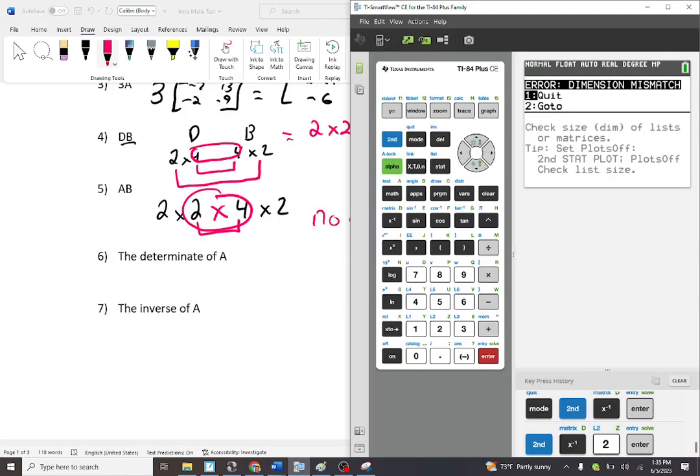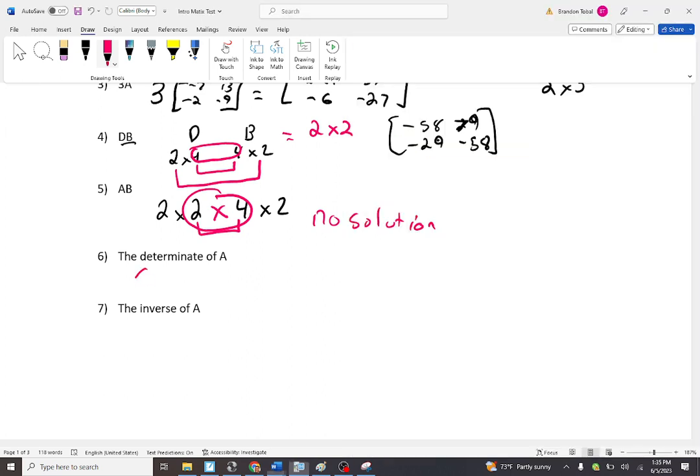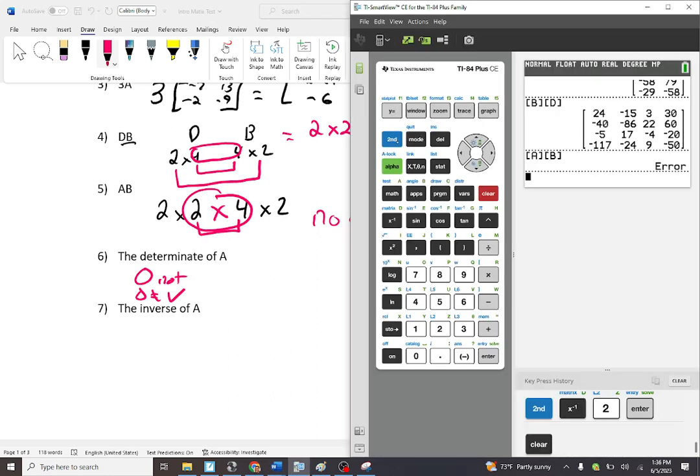But okay, the determinant. The determinant determines if a matrix could be inverted. So if the determinant is 0, it cannot be inverted. But if it's anything not 0, so it does not equal 0, it can. So what is the determinant? How do we get the determinant? It's AD minus BC.